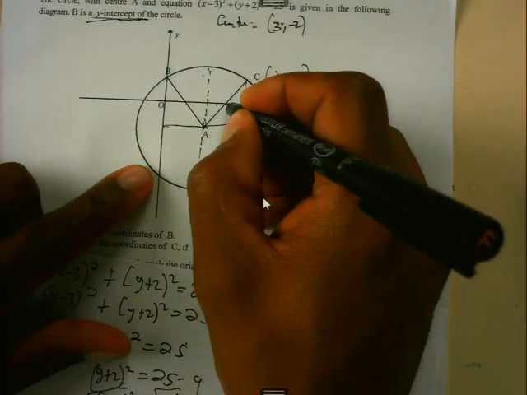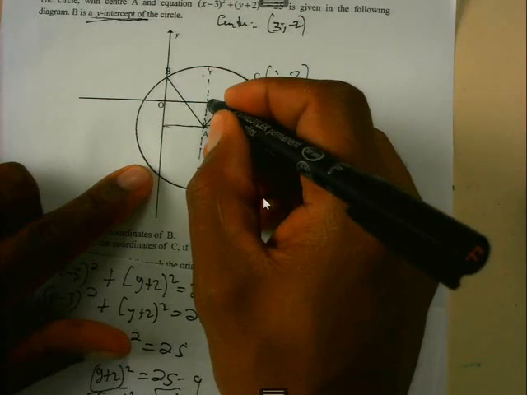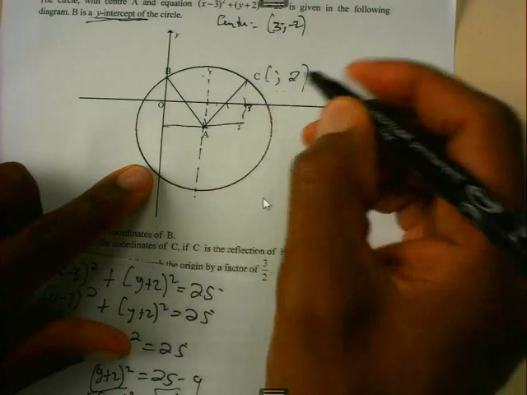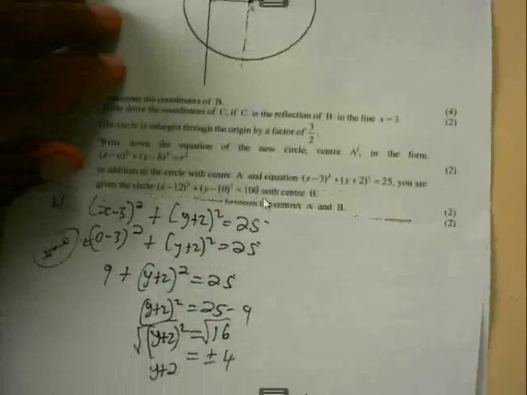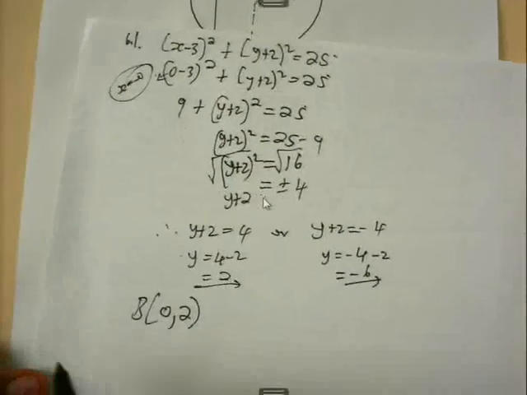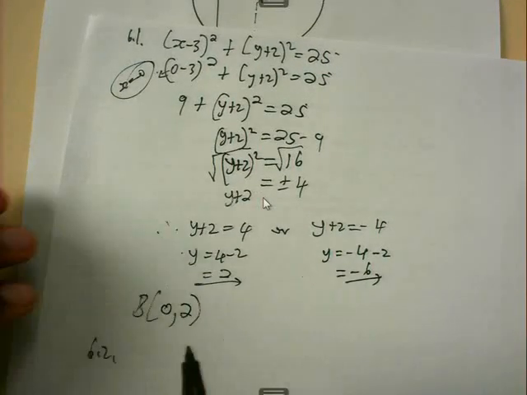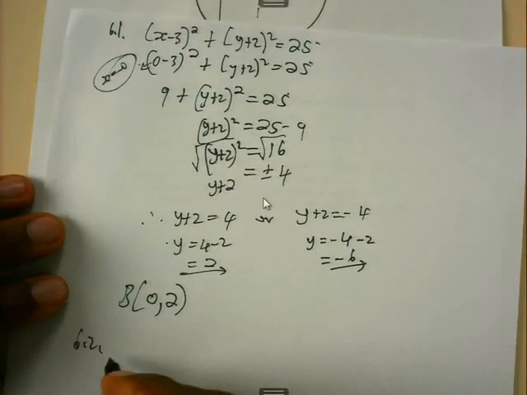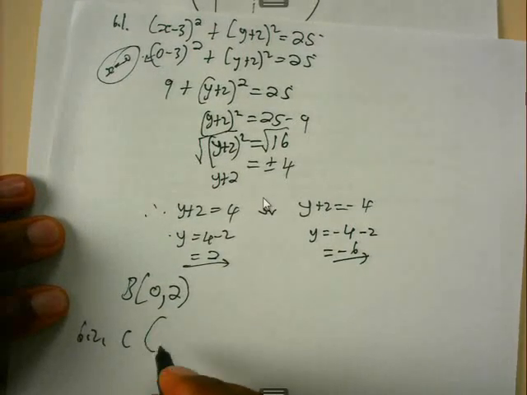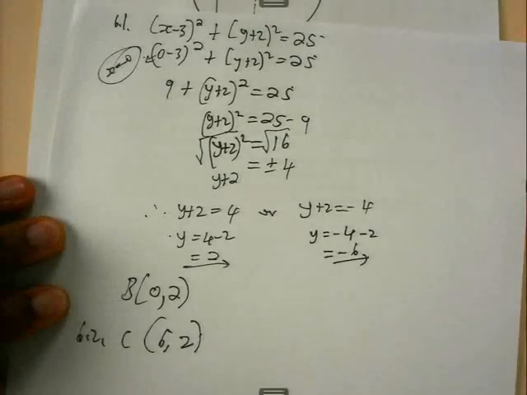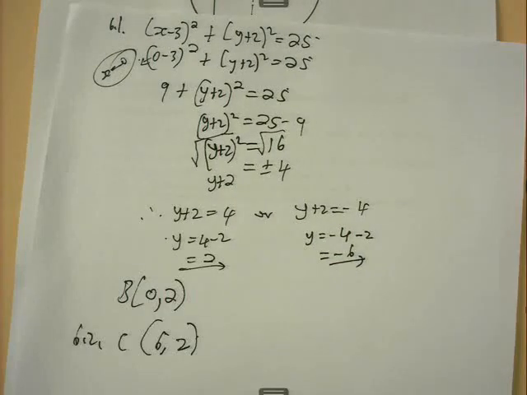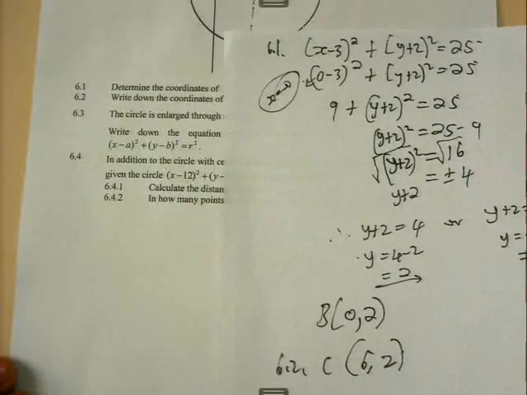Now we have 1, 2, 3. Then it means it's going to be 3 plus 3 is 6. The coordinates of C there will be 6 as well as 2. So when I respond to question 6.2, we have the coordinates of C, that is 6 as well as 2. These are the coordinates of the point C. The x coordinate is 6, and the y coordinate is 2.